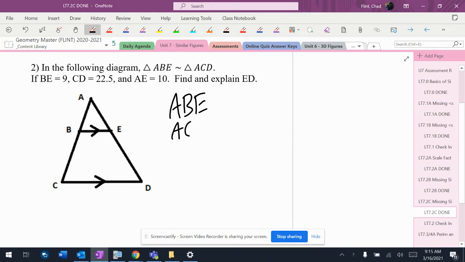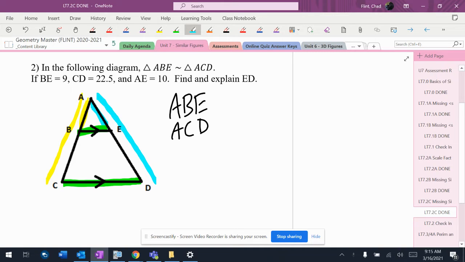So the first thing I'm going to do is set up my letters and highlight my sides here. Side AB is going to pair up with side AC. And side BE is going to pair up with side CD. And side AE is going to pair up with side AD.